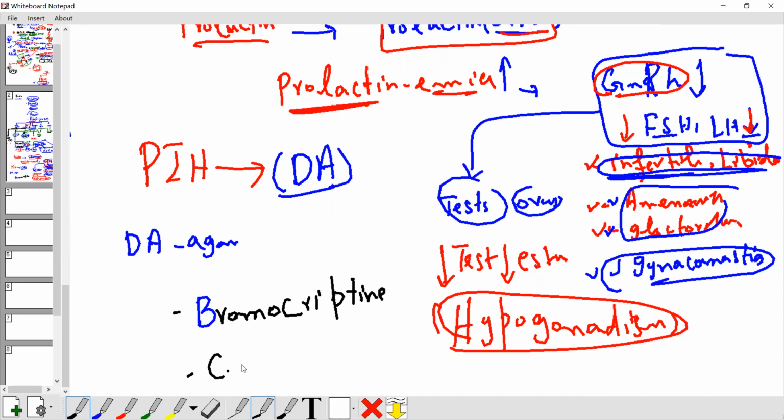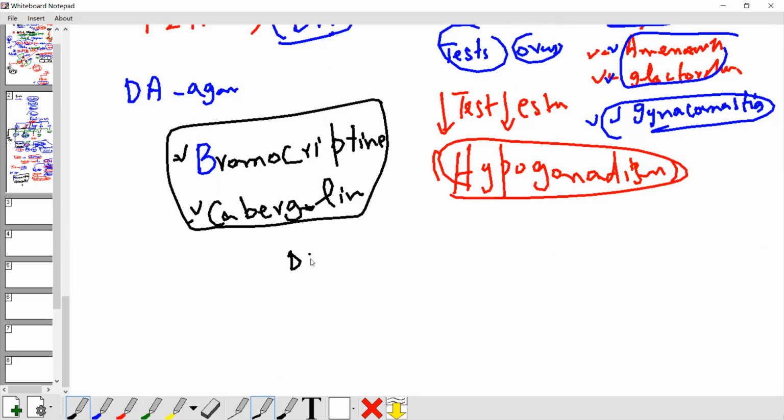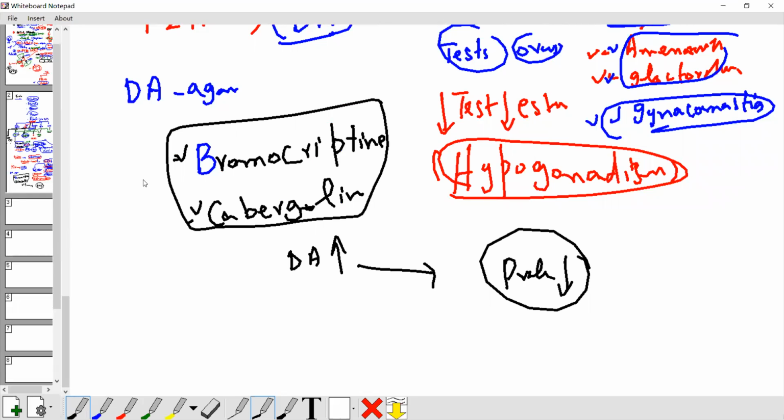Bromocriptine. Cabergoline. What are these drugs? Are they used in Parkinson disease? Yeah. These drugs we use to control the prolactin level. Bromocriptine and cabergoline increase activity of dopamine. If you increase activity of dopamine in the hypothalamus, you are able to suppress the prolactin from the lactotroph. Prolactin goes down. This is the medical therapy, bromocriptine and cabergoline.